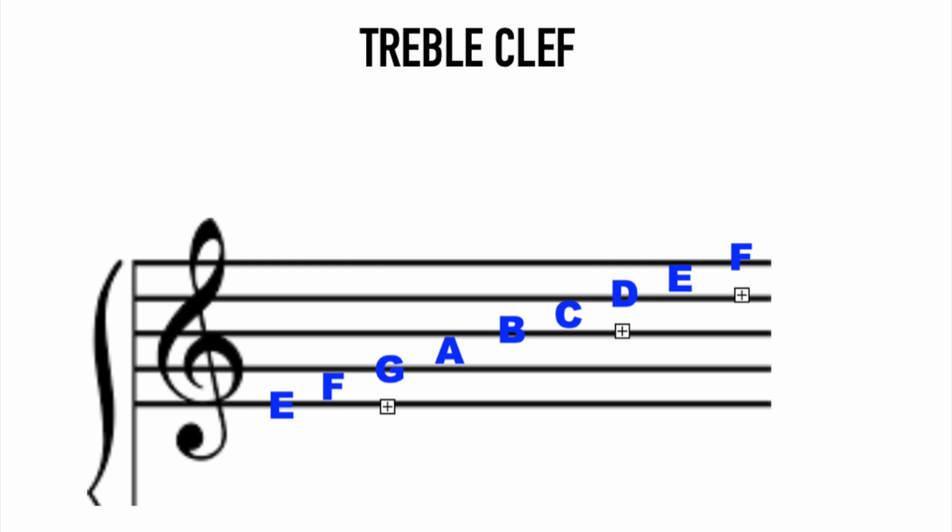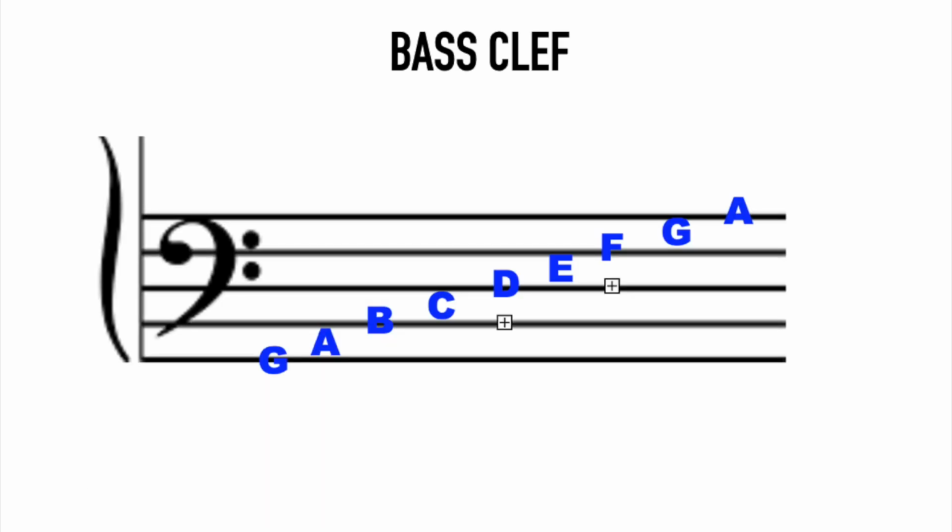So in looking at that grand staff that had 2 rows of 5 lines, you saw there's a top and bottom section. This top one is called the treble clef, and its bottom line begins on E, while this bottom one is called the bass clef, and its bottom line begins with the note G.